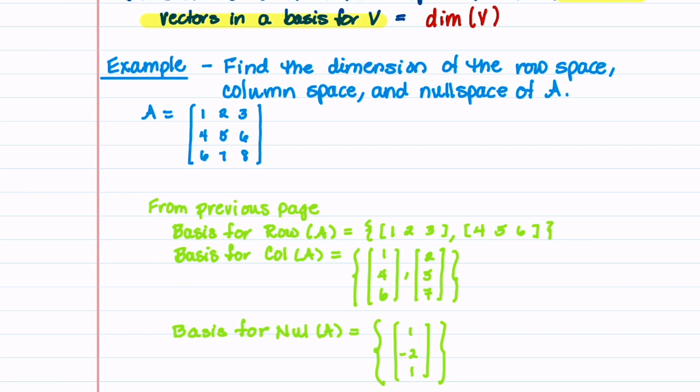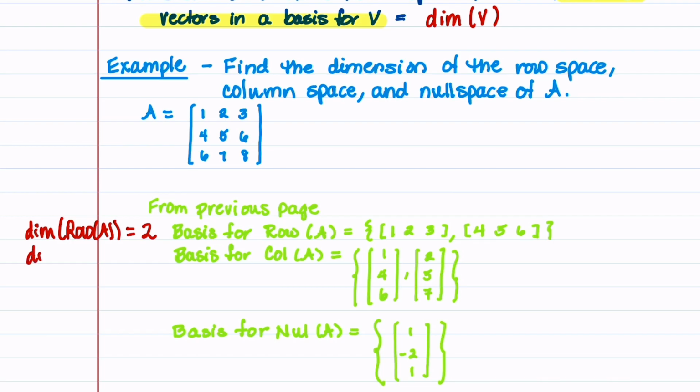In this first example, we're going to find the dimension of the row space, column space, and null space of our matrix A. I wrote down in green what we had gotten from the previous page. We had the basis for the row space, the column space, and the null space. Now what we have to do is find the dimension. So the dimension for our row space of A is going to equal 2 because it's the number of vectors in our basis. Same thing for the column space and null space.